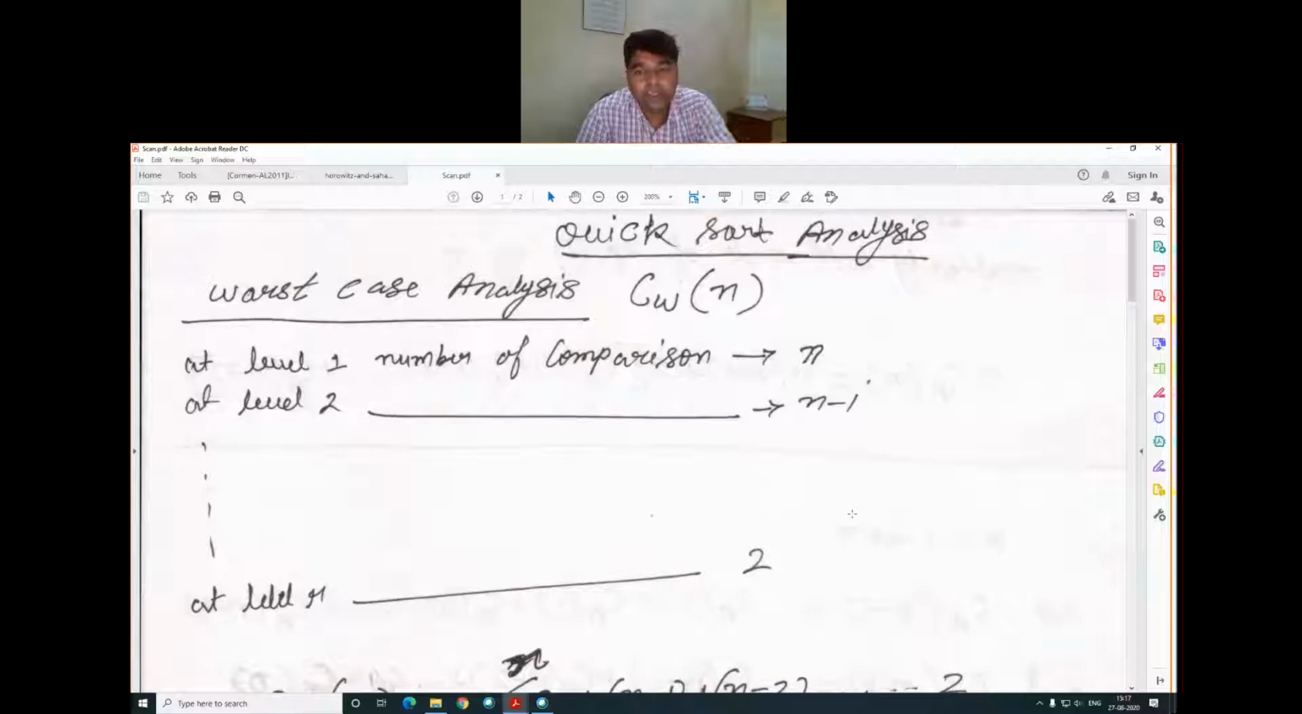How can we compute the complexity of any sorting algorithm? Sorting means just a comparison is there. So we just try to find out the total number of comparisons performed by that particular algorithm.